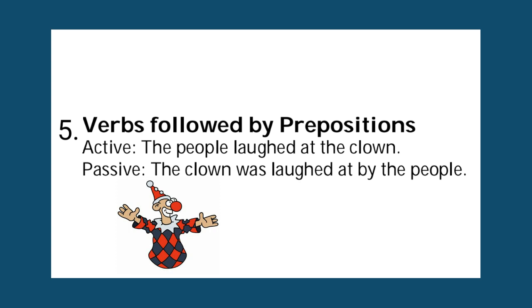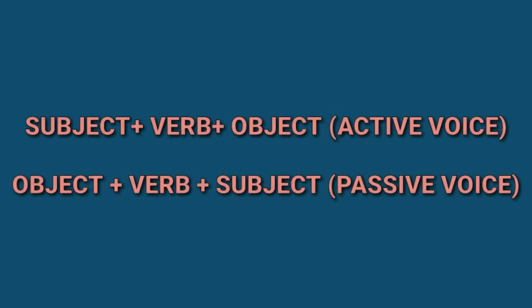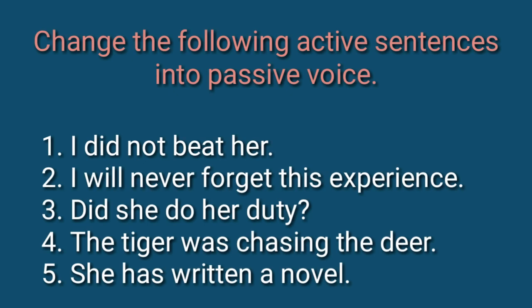So what should be done? First of all, we write the clown, that's the subject, isn't it? The clown was laughed at. We should write the verb and preposition together. Okay, the clown was laughed at by the people. So I think you understood all these things. The first and foremost thing is we should change the subject and object order. Second thing is we should understand how the verbs are to be changed in each tense form. So by studying all this, we can very easily do all the exercise questions which are given here.